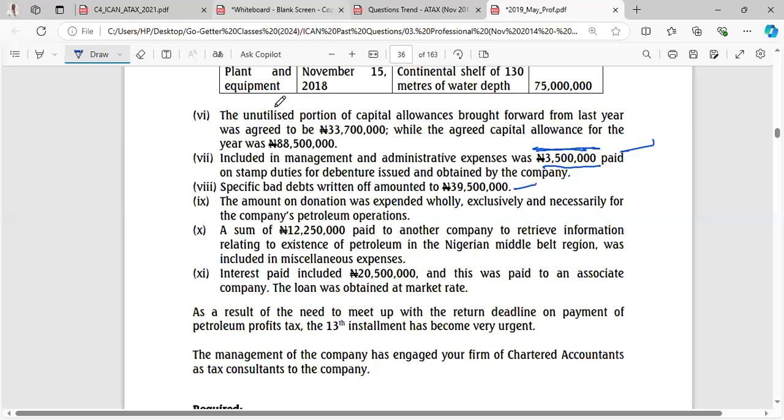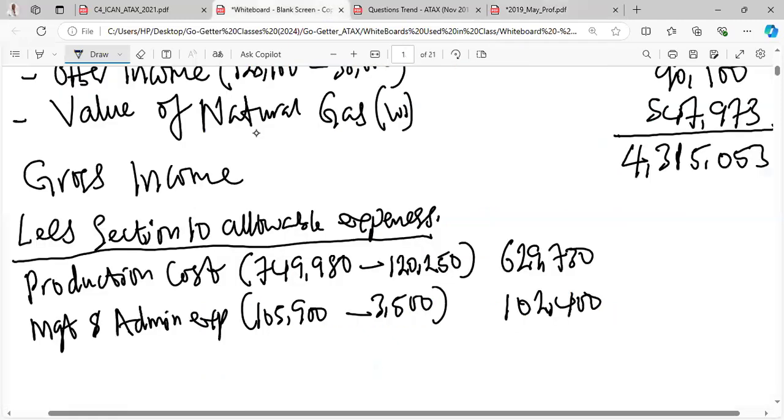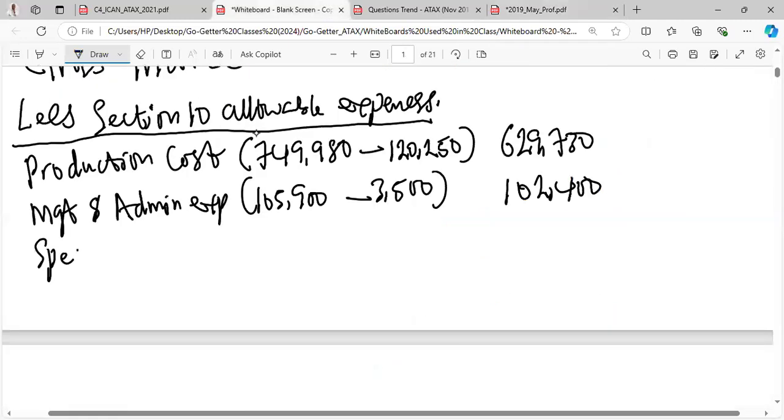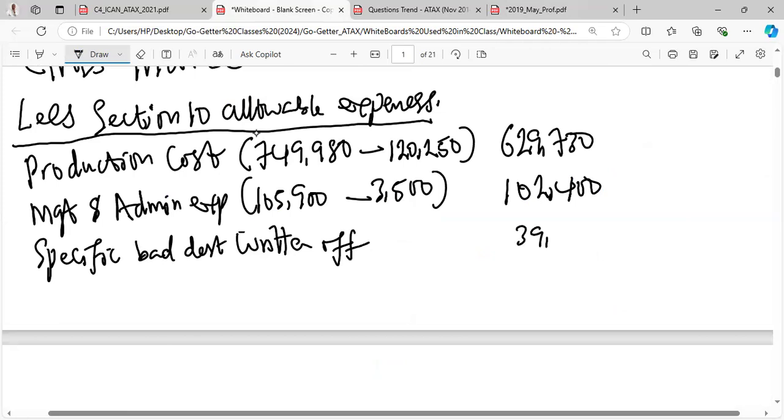So specific bad debt written off, 39,500. So we've done with this.